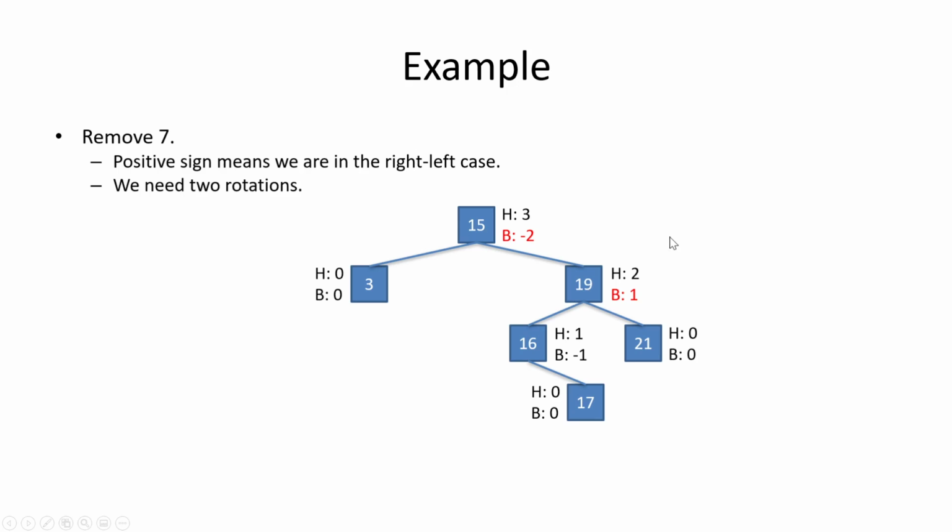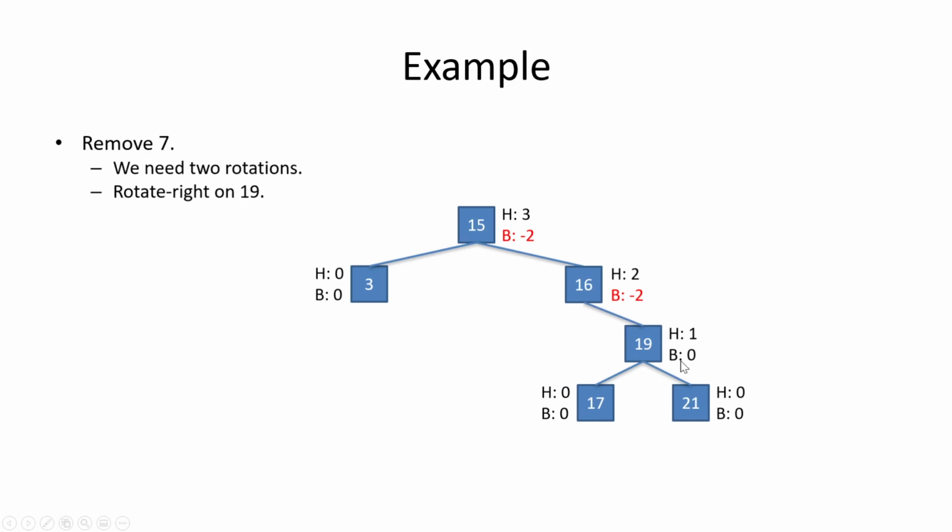So first rotation, rotate right on the 19. So 19 comes down, 21 for the ride, 16 comes up, 17 over. This was actually undoing the rotation we did earlier. We fixed this problem earlier with a rotate left. Well, we had to undo it now to fix the imbalance that arose up above.